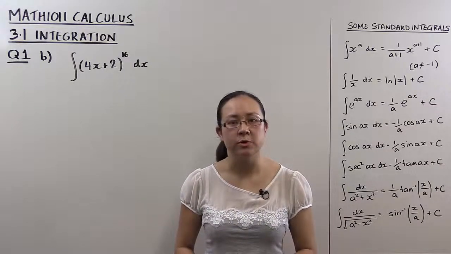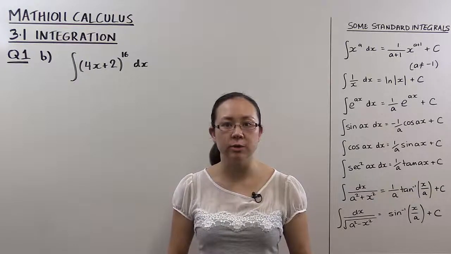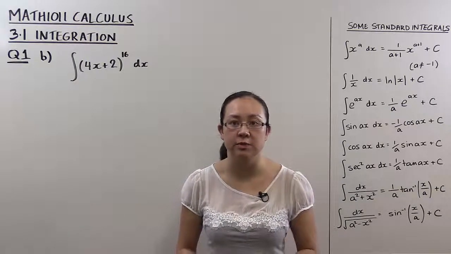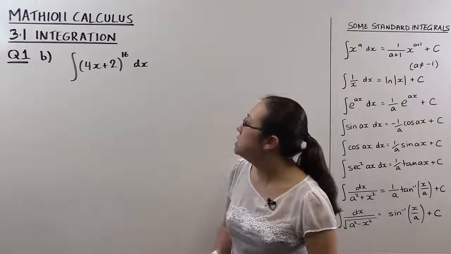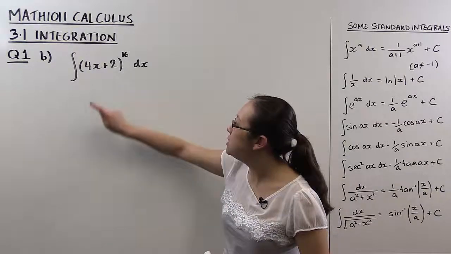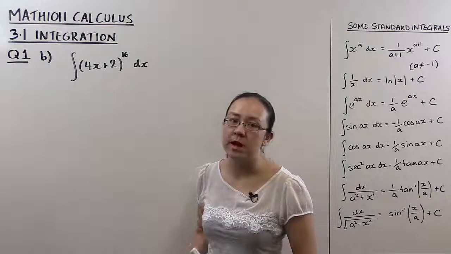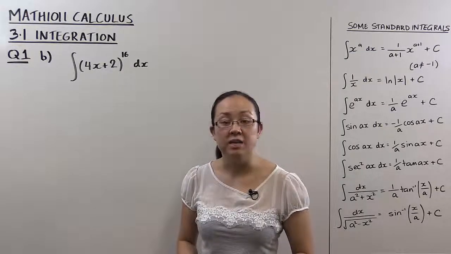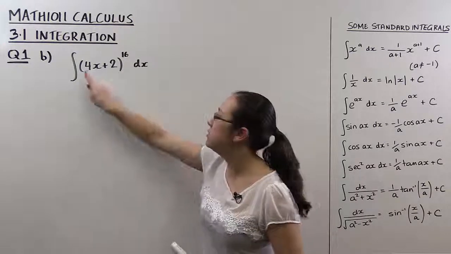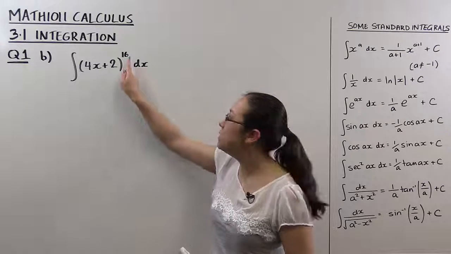Today I'm going to work through some of the Math 1011 calculus problems from the section on integration. So question 1b is asking us to find the indefinite integral of (4x + 2)^16. So an antiderivative. We're looking for an antiderivative of this power function. It's a power of 16.